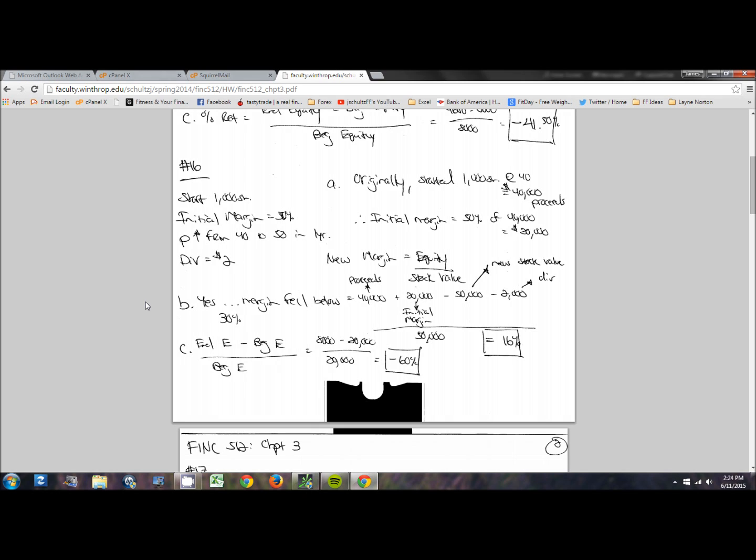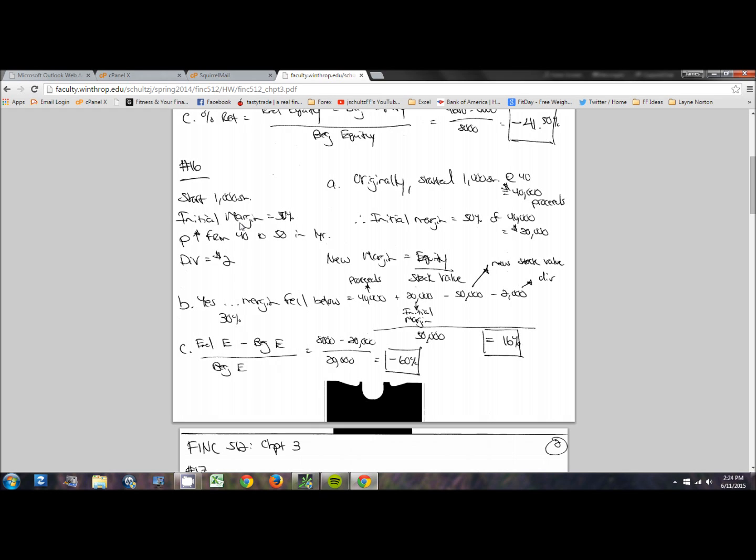Okay, so number 16. Here's the basic idea. You short 1,000 shares of a given stock, XYZ, or whatever the problem says. Again, remember, I don't have my textbook with me, so you have to bear with me a little bit. You short 1,000 shares at a price of 40. Your initial margin is 50%.